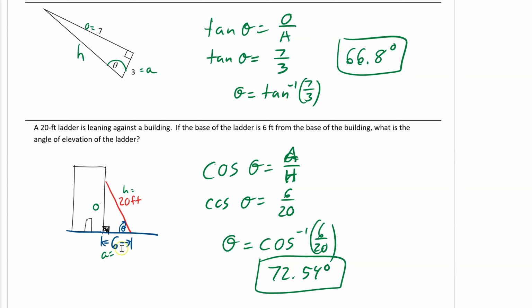So this ladder, if it's 20 feet long and it's 6 feet from the base, the angle it makes, not with the building, with the ground, is 72.54. You could actually find the other angle as well just by subtracting from 90. Remember, these two angles add up to 90 because that's 90. They all add up to 180. So we would know that this one is around 17.46 degrees. All right, thank you.